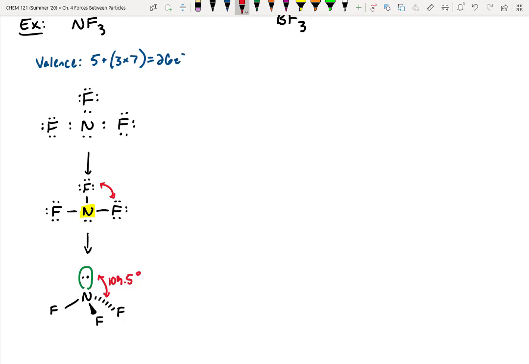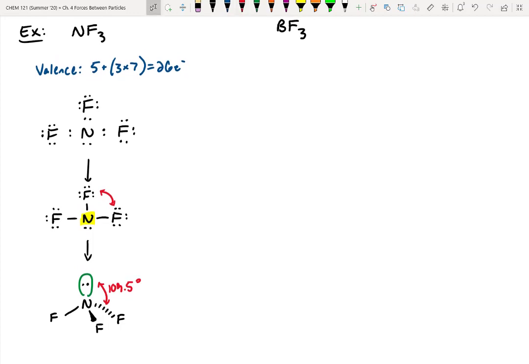And if we want to describe the molecular geometry, meaning the overall shape of just the atoms, ignoring the lone pairs, then we would say that this is trigonal pyramidal, because it's like a little pyramid where the nitrogen's the top of the pyramid and the fluorines are the base. All right, so we've got this structure done.